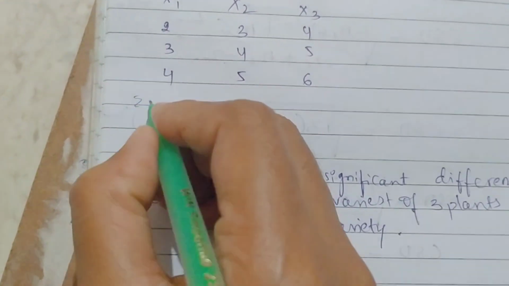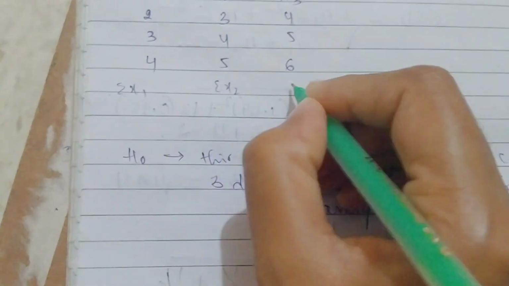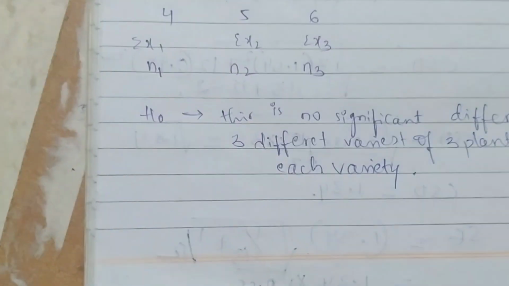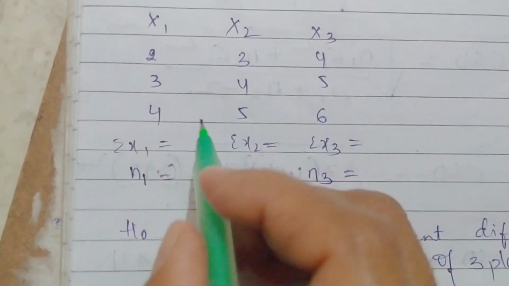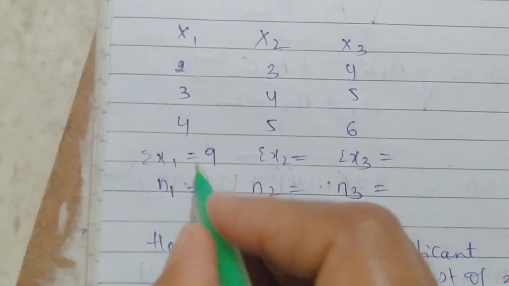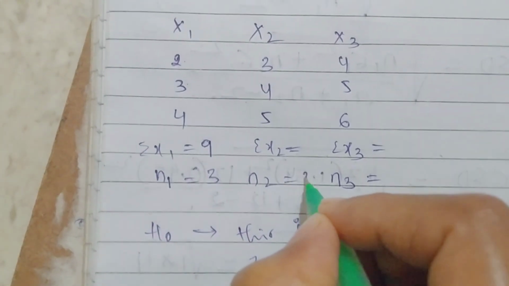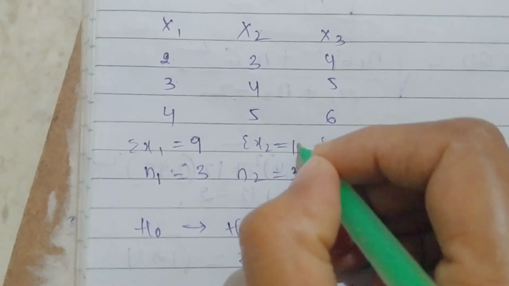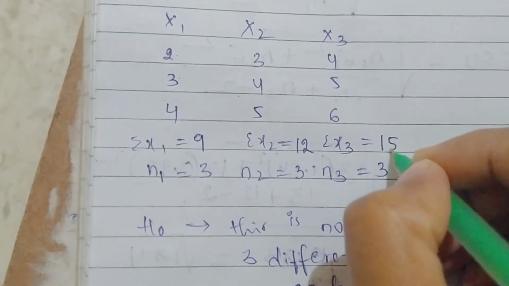After adding these all, we'll get summation of x1, summation of x2, summation of x3, and n values also, which will be considered as n1, n2 and n3. After adding x1, we get summation of x1 as 9 and n1 is 3; there are 3 observations. Similarly, n2 is also 3 observations, n3 also 3 observations. After adding, we'll get 12 for x2, and x3 is going to be 15.